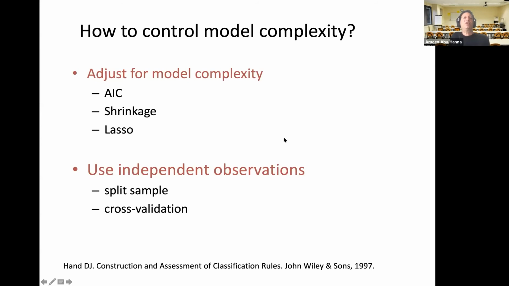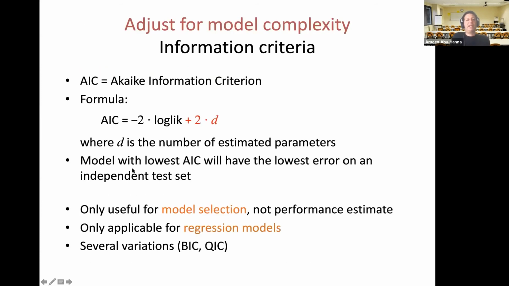So let's briefly talk about the measures of controlling the complexity of the model. We can adjust for it by using the AIC, the shrinkage, or lasso, or use independent observation, like I will show you, by split sample or cross-validation. So let's look at the AIC, Akaike information criterion.